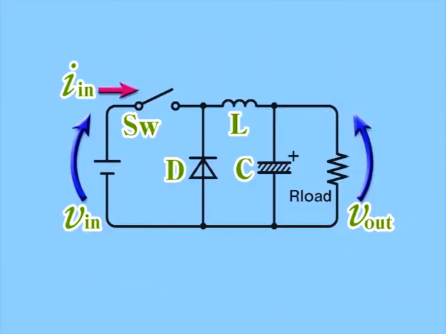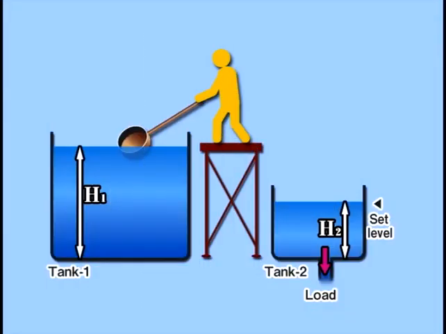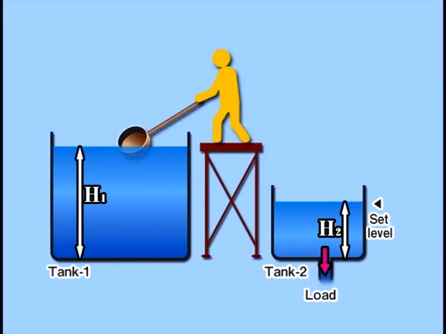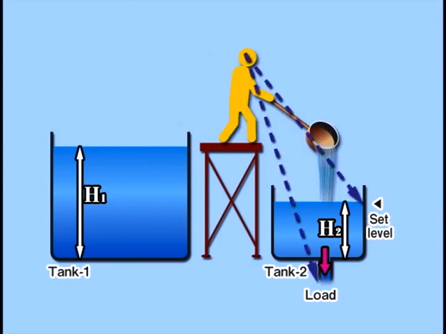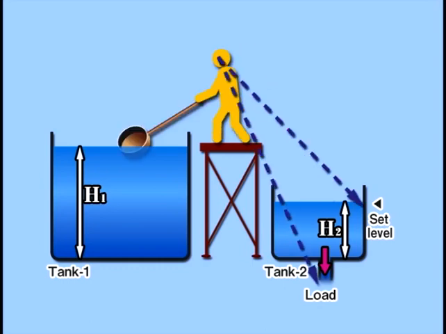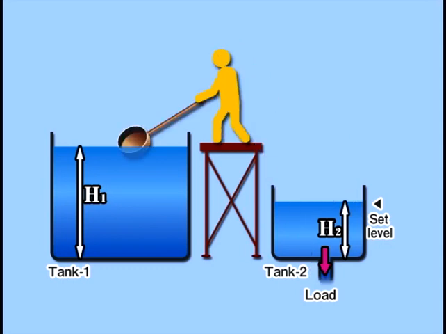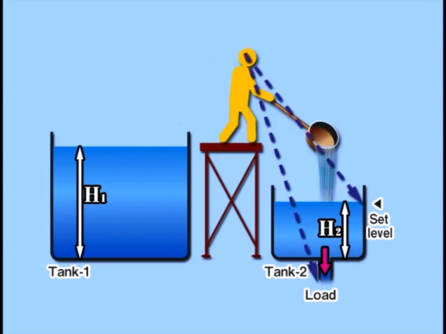Let's use an illustrated image to explain this circuit diagram. The water level H1 of tank 1 represents input voltage V in, water level H2 of tank 2 represents output voltage V out. Water scooped out from tank 1 to tank 2 represents current I in, passing through semiconductor switch SW. Water output from tank 2 represents current consumed by load resistance R load, and movement of the person and ladle is SW plus D plus L.